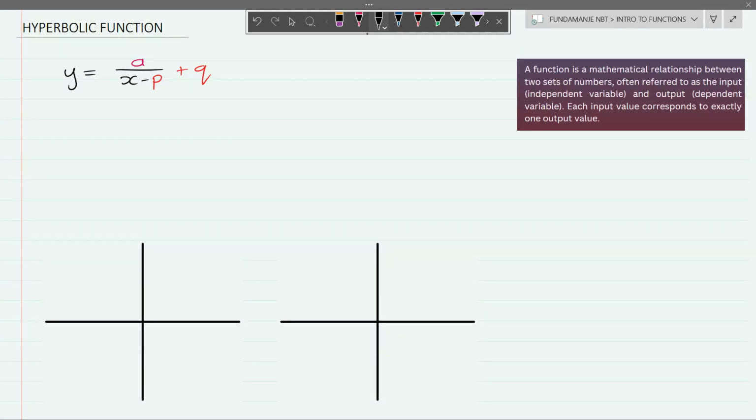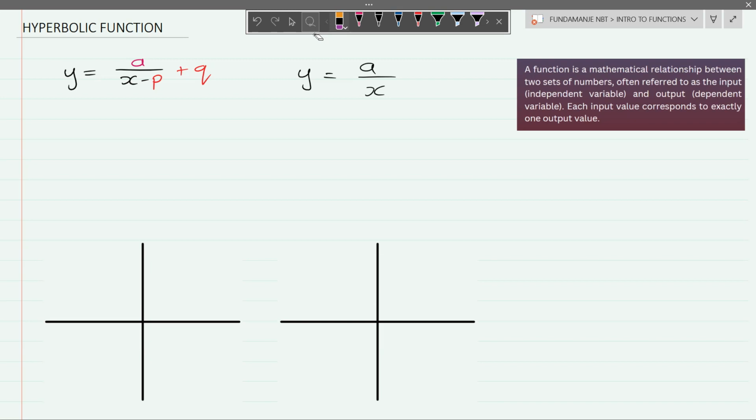Hi, in this lesson we want to talk about the hyperbolic function. Now the hyperbolic function, or the hyperbola, is normally represented in this format, but sometimes it may not have all the p's and the q's, just like our previous functions, where they can exist in a much simpler nature, such as a over x, right?